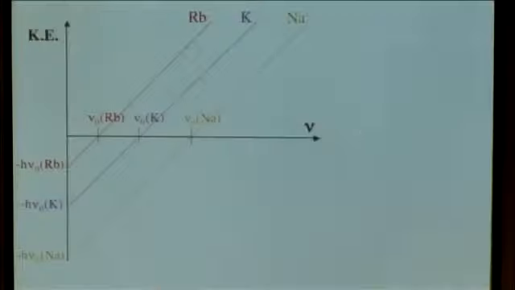So for example, here we're showing rubidium and potassium and sodium plotted, where we're plotting the frequency of that light that's coming into the metal versus the kinetic energy of the electron that's ejected from the surface of the metal. And what he found here, which we can all see pretty clearly, is the slope of all of these lines is the same regardless of what the type of metal is.